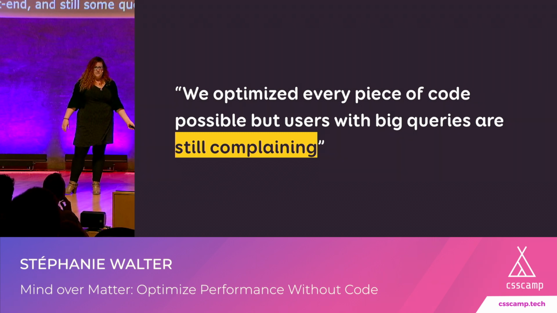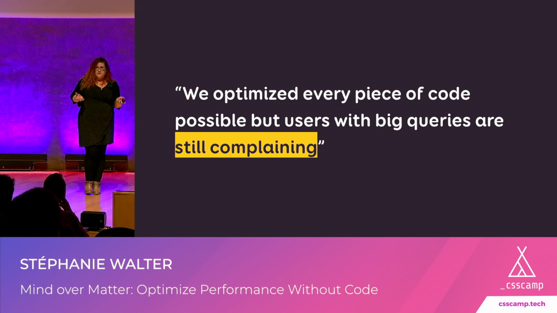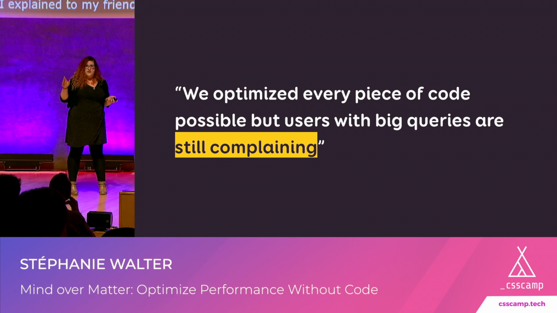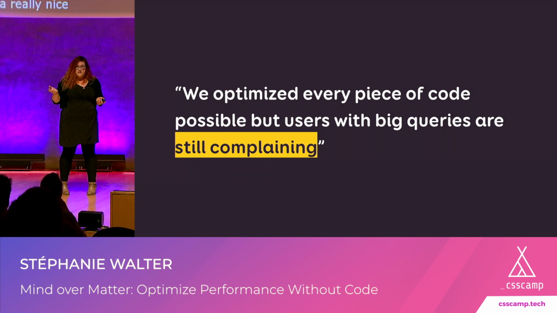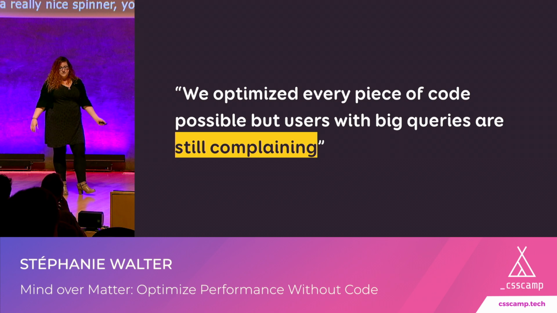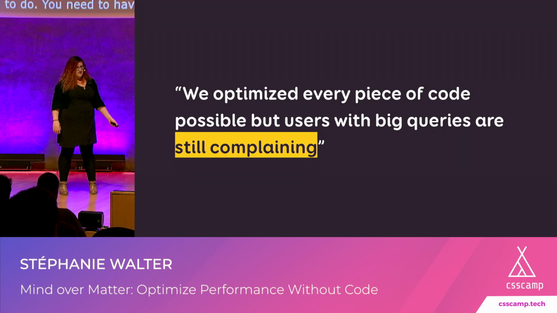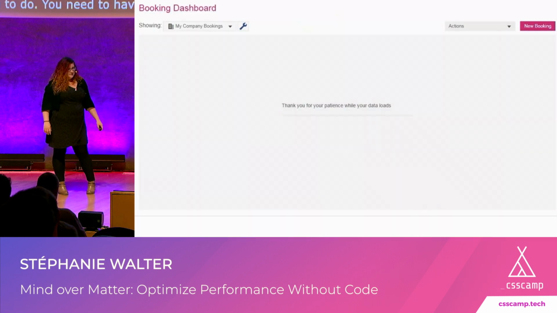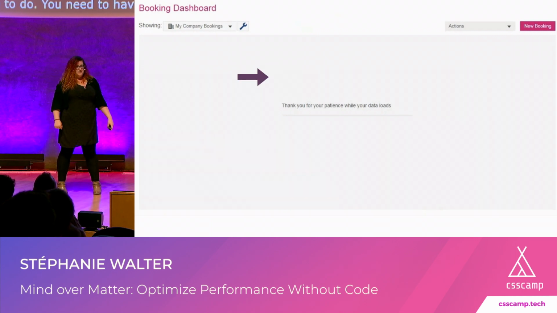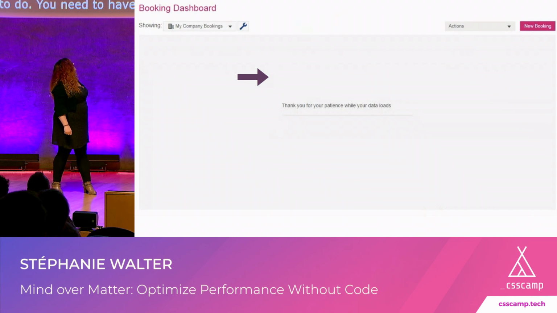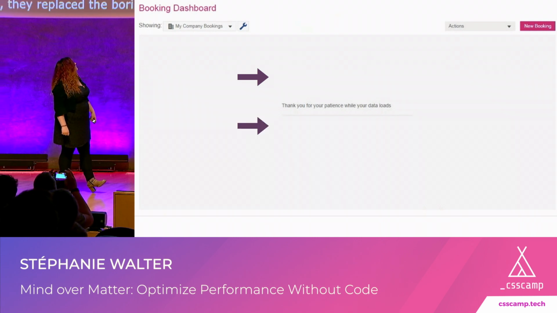So I explained to my friend, if it takes a lot of time, you can't just expect people to wait with a really nice spinner. You need something else. You need something interesting for them to do. You need to have more than just a spinner. So here is what their team came up with. So first, they replaced the boring spinner by a seagull.